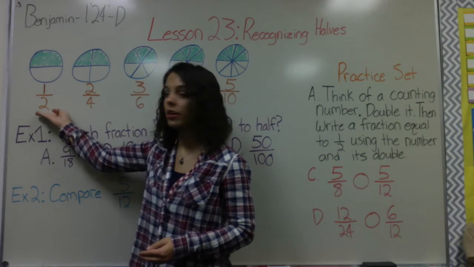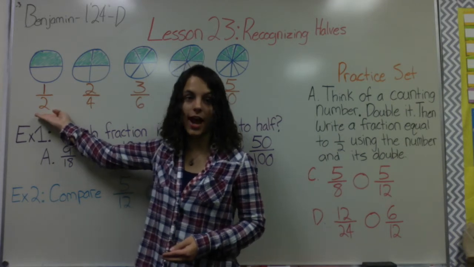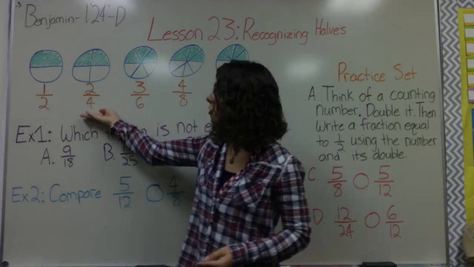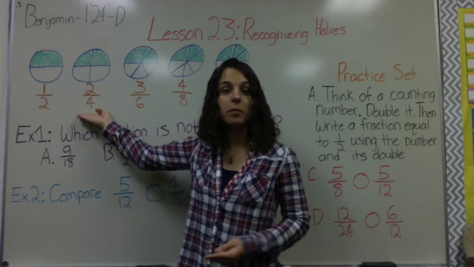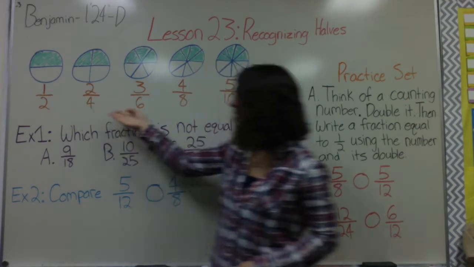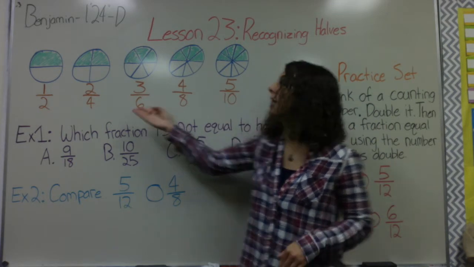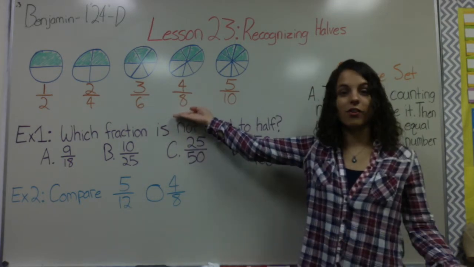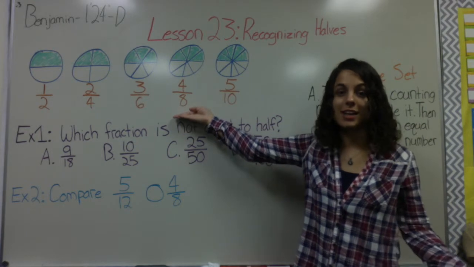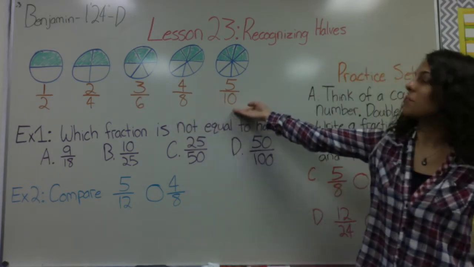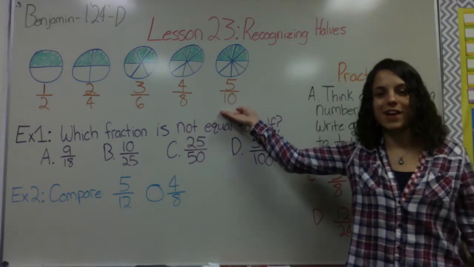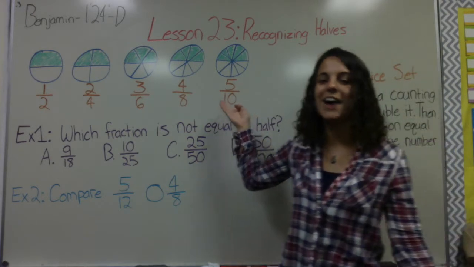The shaded portion of this circle is 1 over 2, which is half. The shaded portion of this circle is 2 over 4, which is also half. The shaded portion of this circle is 3 over 6, which is also half. The shaded portion of this circle is 4 over 8, which is, you guessed it, half. And the shaded portion of this circle right here is 5 over 10, which is also half.